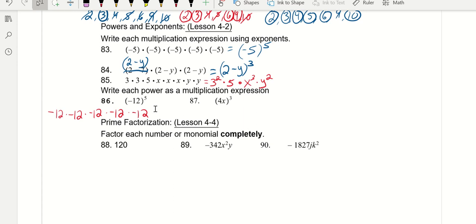Got it. You might be asking, Mr. Rivers, do I have to include parentheses here? When you're writing out an expanded form, you can. You don't have to, though. So when in doubt, use them.